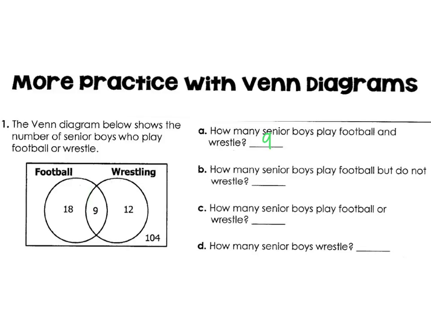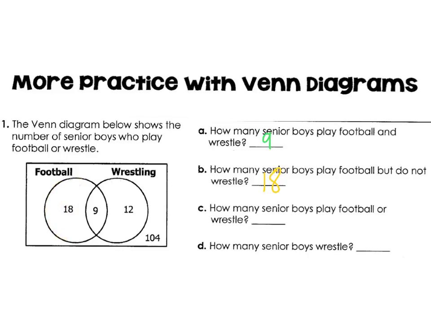Then how many senior boys play football but do not wrestle? So the number of senior boys who play football but do not wrestle would only be this part of our Venn diagram. All right, so it would just be this section right here. That is the part of our Venn diagram that represents the boys who play football but do not wrestle. We cannot include the part that is overlapping because those boys also wrestle. So therefore, how many senior boys play football but don't wrestle? That would be 18. All right, then I'm going to erase this so we can use our Venn diagram again.